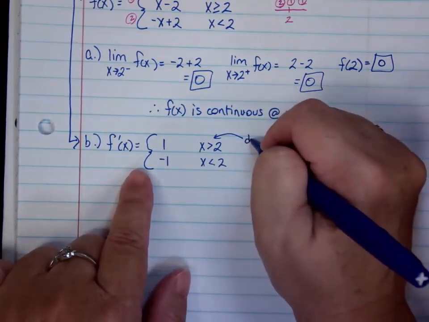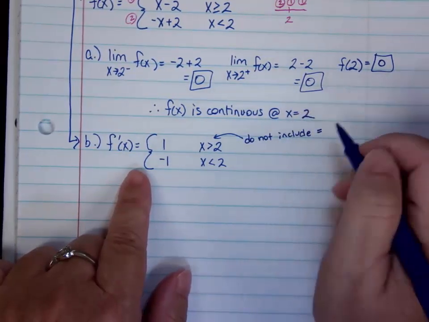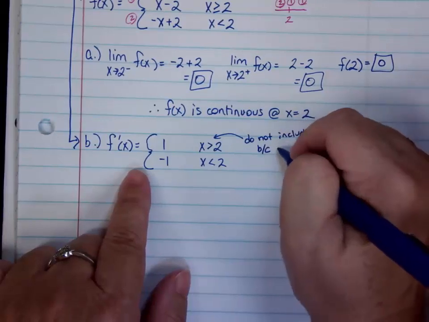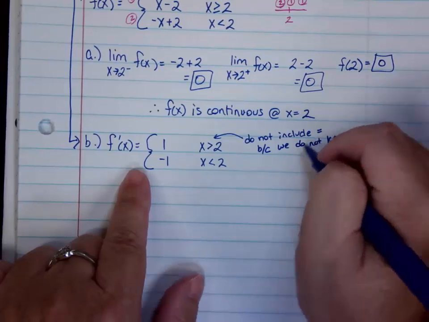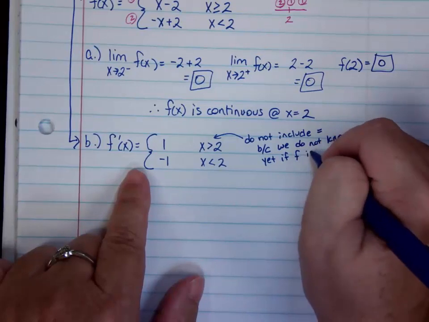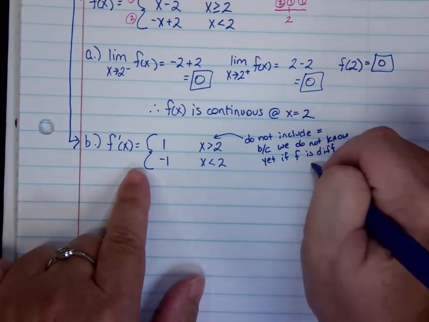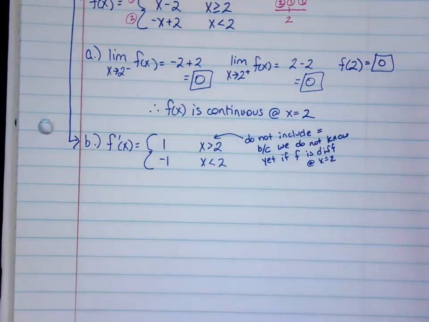Do not include the equal sign because we do not know yet if f is differentiable at x equals 2. Because if you put it, you're telling me that it is. At the end, if you come out that it is differentiable, then you go back and add it on. But not yet.